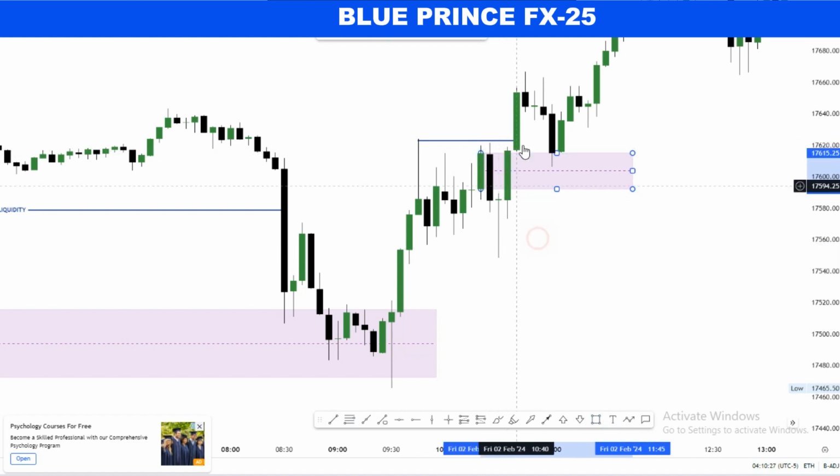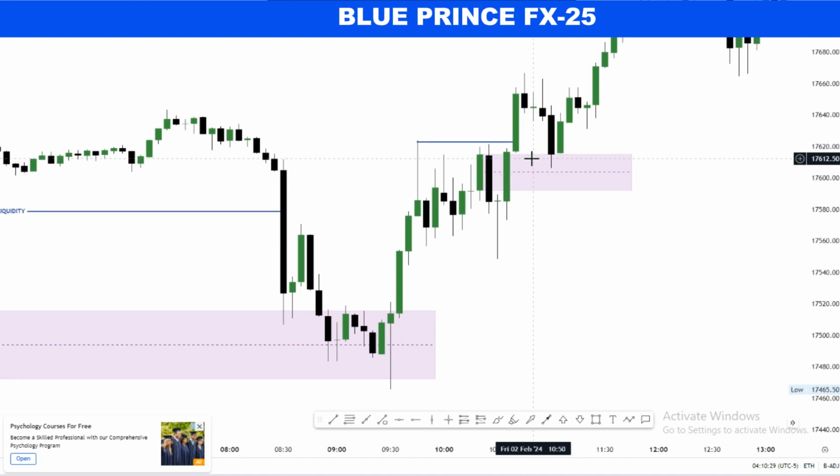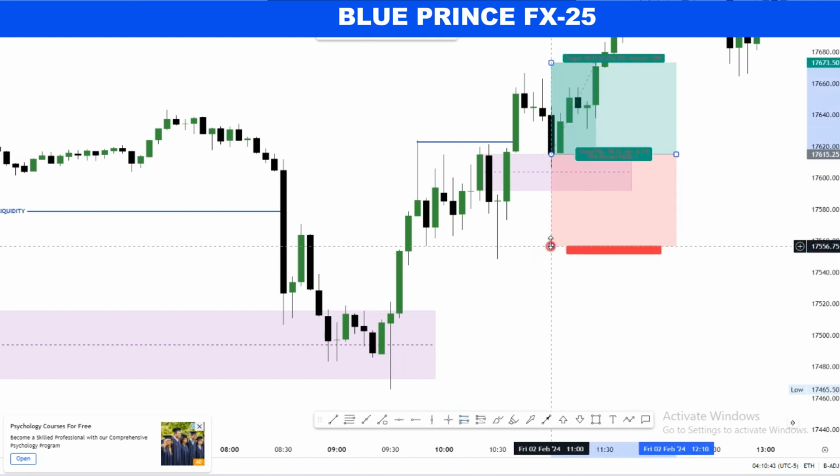So now what do you do? You wait for the market to tap into the mitigation block, then you take your entries there. So it's going to be something like this. I like using the 50%, but if you use the 50% here, you are not going to catch a trade. But let's assume that you use the open of the mitigation block. So you put your entry here, and either you hide your stop loss below this mitigation block or below this fair value gap here, because this is also a fair value gap, or you hide your stop loss below this low.